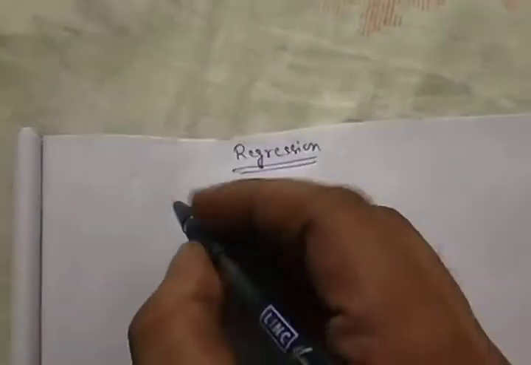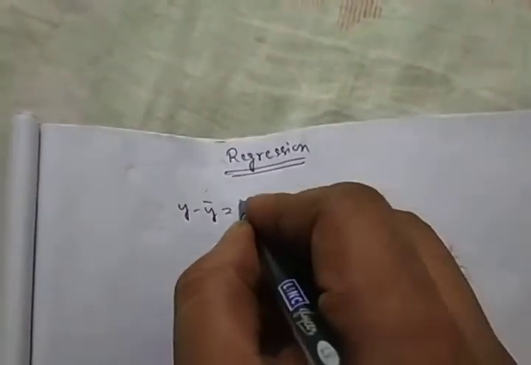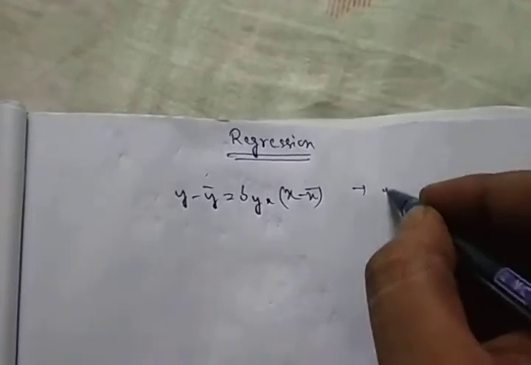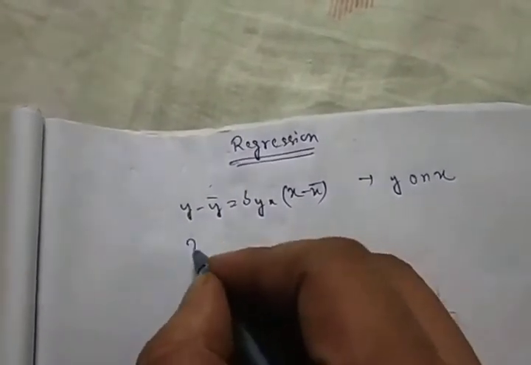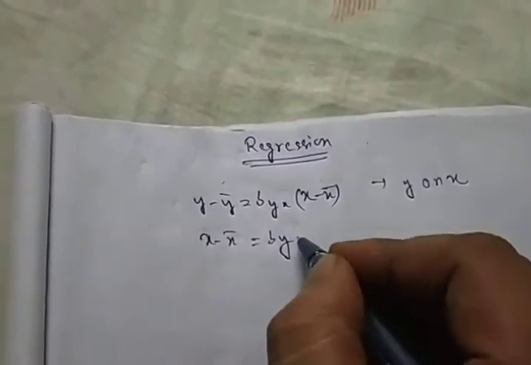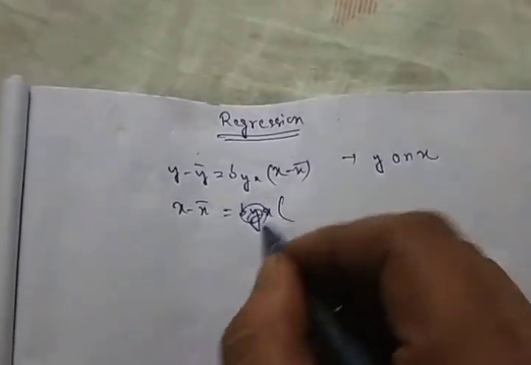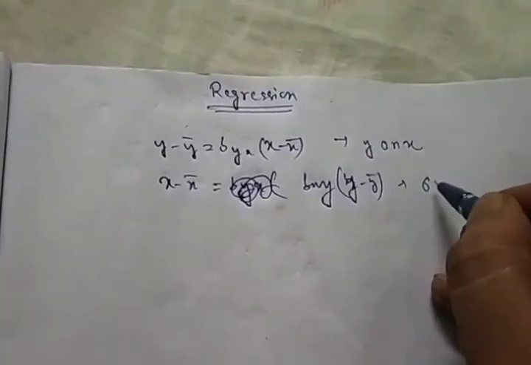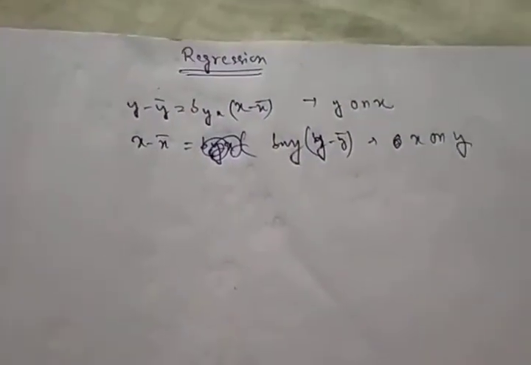In the previous class, we learned the new concept, regression, and we have seen that the two equations of the regression are given as y minus y bar equals byx into x minus x bar. This is the regression equation of y on x. Another equation is x minus x bar equals bxy into y minus y bar. This is the regression equation of x on y, right?